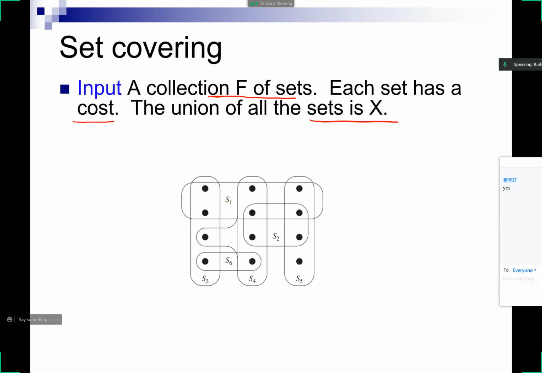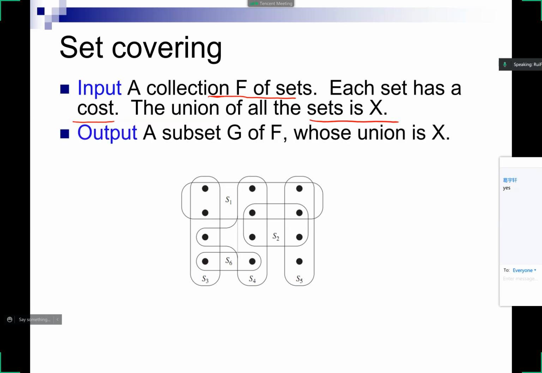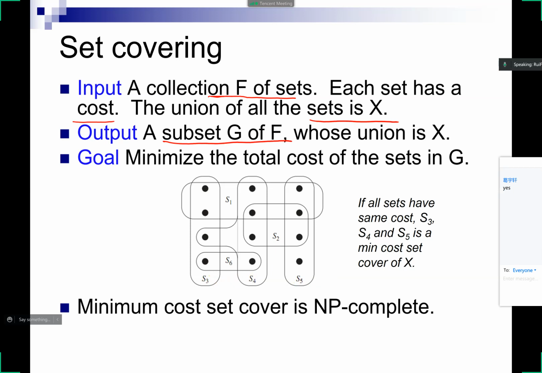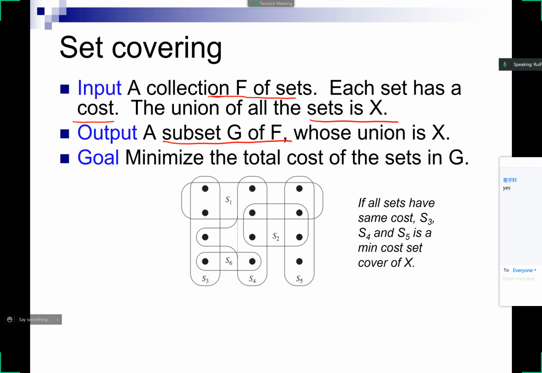We just want to take a subset of the sets. Our goal is to find a subset of these sets that can also cover all of the elements, and furthermore, we want to minimize the total cost of all of the sets we select. So this is our problem. For example, if all of the sets have the same cost, then taking sets S3, S4, S5 would be a minimum cost set cover of these elements. All right, any questions about this problem?